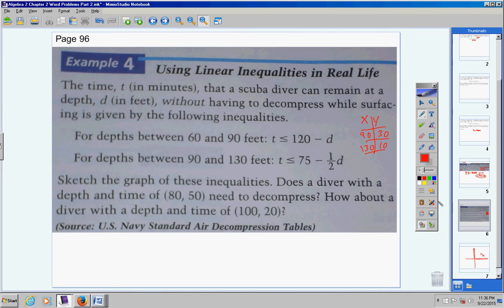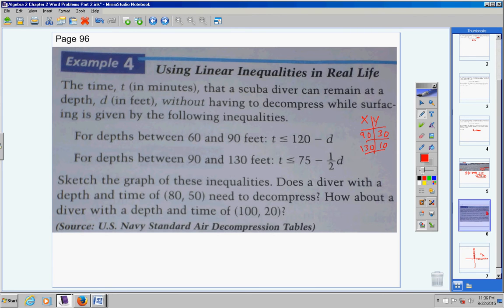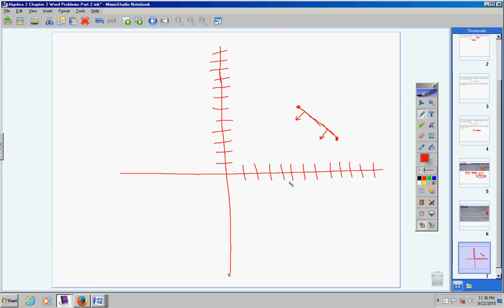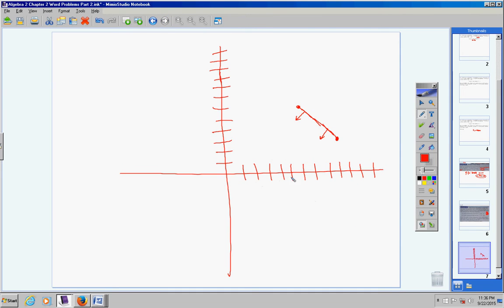So my first ordered pair is 90, 30, which I think was the other ordered pair for the other one. Yes, it was. So I go over 90 and up 30. There's the ordered pair. And my other ordered pair is 130, 10. So over 130 and up 10 right here. So that graph would change directions a little bit and go like that.